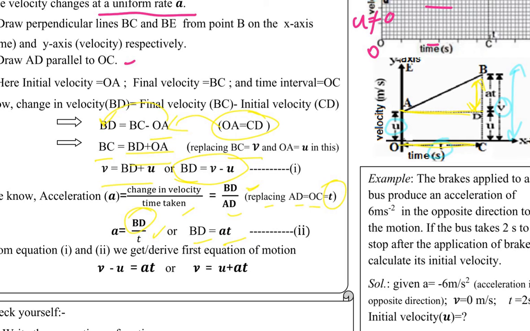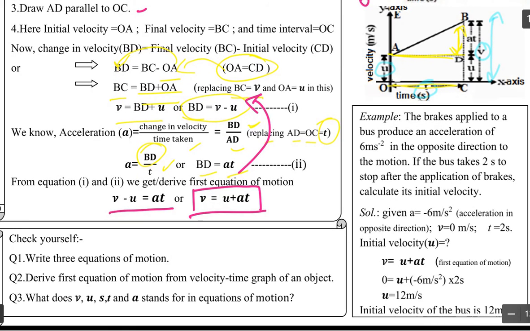Now putting the value of 2 in 1, we have v minus u is equal to at, and from this equation we have v is equal to u plus at. So this is the derivation of the first equation of motion.